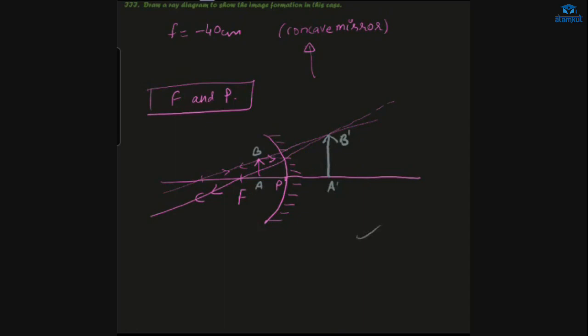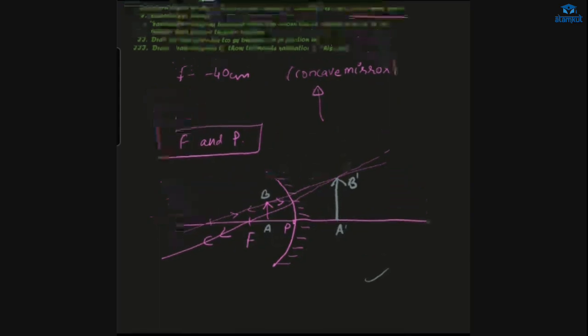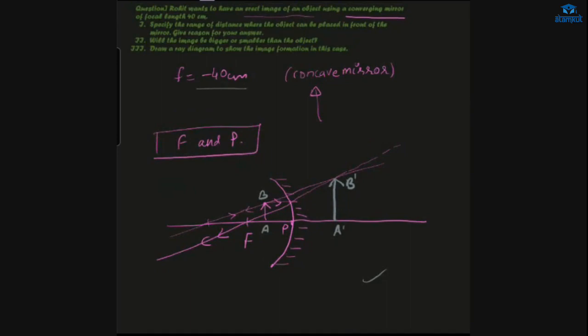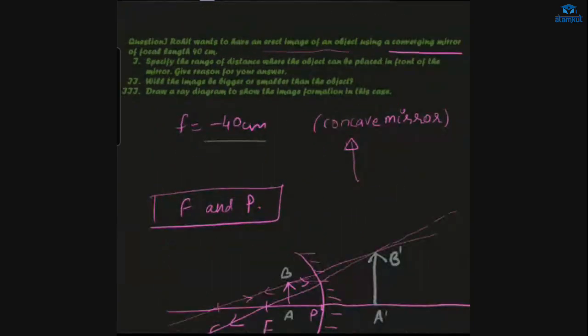This means the range of the distance of the object will be between pole and focus, or you can say within 40 centimeter in front of the mirror. If you are writing minus 40 centimeter, then you need not mention in front of the mirror. It will be understood. Fine. Specify the range, this is done.